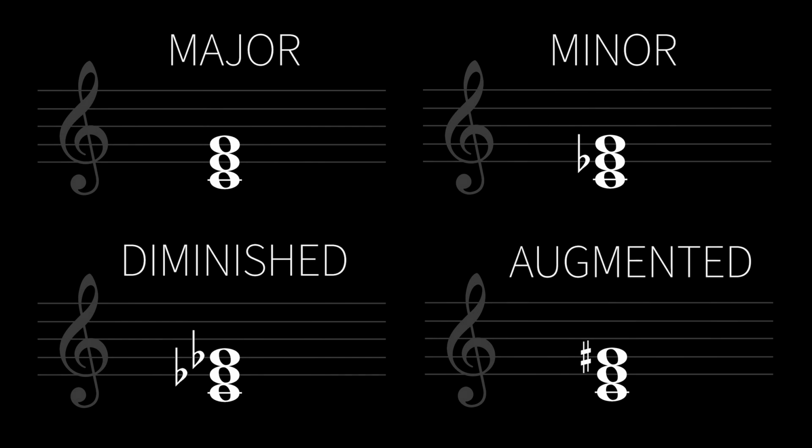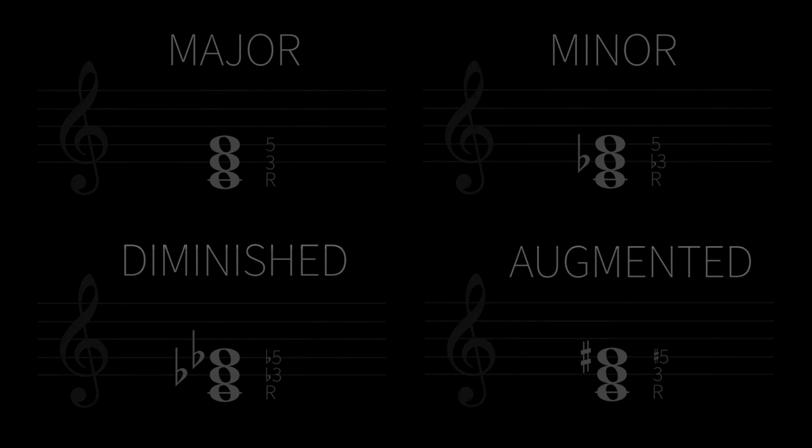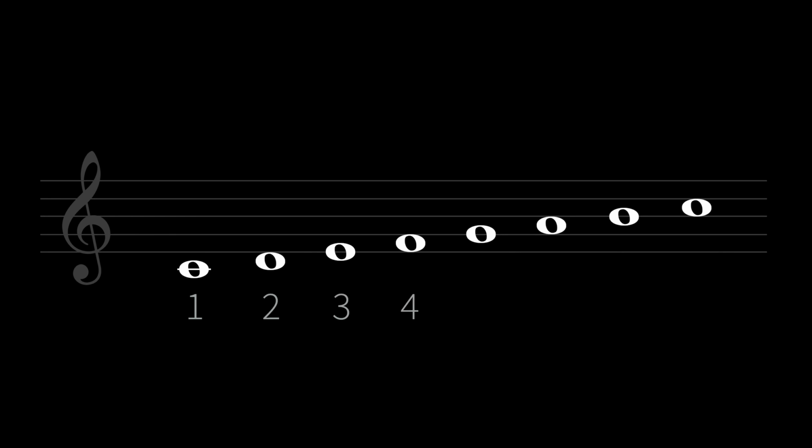And now that you know how to build all of the triads, it's important to know where they live in relation to the key. If we lay out a key, say C major, we ascribe numbers to each scale degree. C is 1, D is 2, and so on down the line. And then when we build chords using notes from within the key, it works out that we get different qualities of chord depending on which scale degree we're building the chord from.